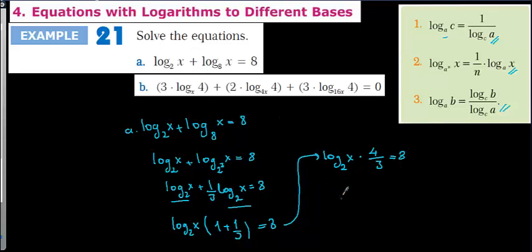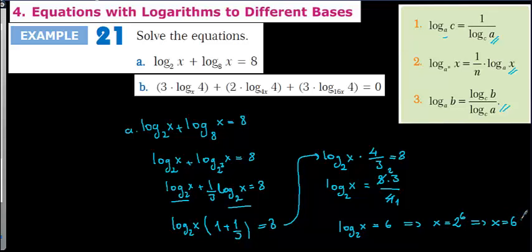Then logarithm base 2 of x will be equal to 8 times, this goes to the numerator and this one goes to the denominator, 8 over 4. If you simplify, this is going to be 2 and this is going to be 1, so logarithm base 2 of x is equal to 6. So the answer is x is equal to 2 to the power of 6. 2 to the power of 4 is equal to 16, 2 to the power of 5 is equal to 32, 2 to the power of 6 is equal to 64, so x is equal to 64.